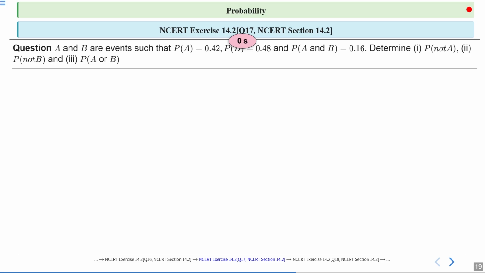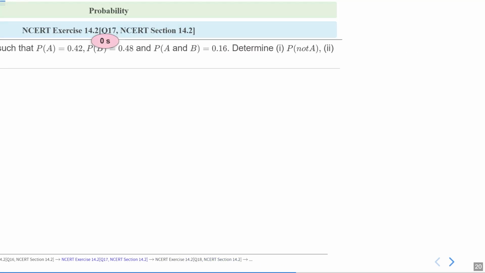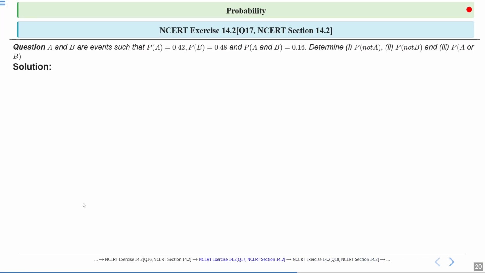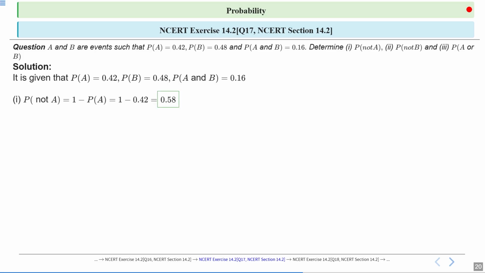Okay, students, now we will solve this question. What do we have given here? We have given probability of A is 0.42, probability of B is 0.48, and probability of A and B equal to 0.16. Okay, and then probability of not A is equal to 1 minus probability of A. So this is our formula.